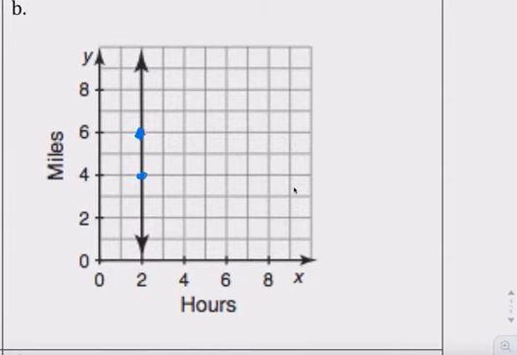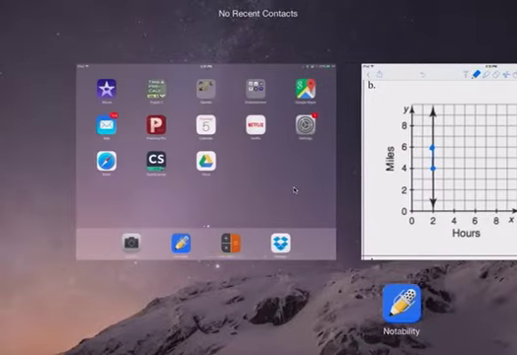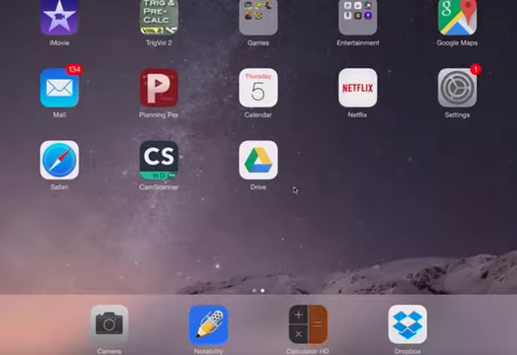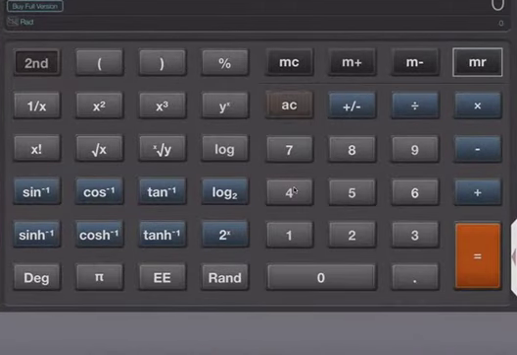Hopefully that makes sense to you. If not, it's okay. So then you went up 2 over nothing. Up 2 miles in 0 hours. That's not possible. Put that in your calculator, watch. I'll show you in a calculator. Where's my calculator? Right here. Clear it. 0 divided by 2 divided by 0.